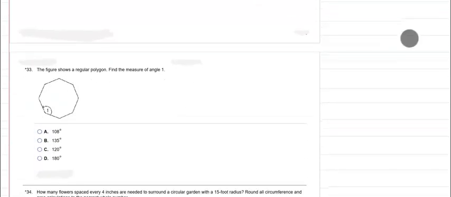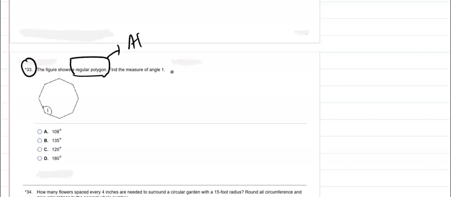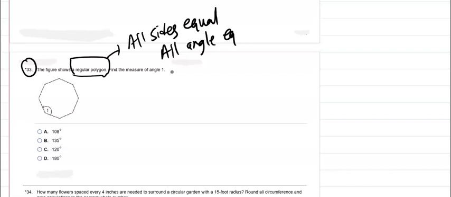Okay, that's question number 33. In this question, this is a regular polygon. Find the measure of angle 1. Regular polygon means all sides are equal, also called all angles equal. So in this regular polygon, all angles are equal. Let's see how many sides here. 1 side, 2 sides, 3 sides, 4 sides, 5, 6, 7, 8 sides. So n equals 8 here. This is called an octagon, by the way.